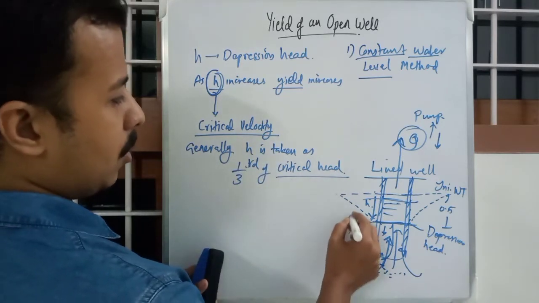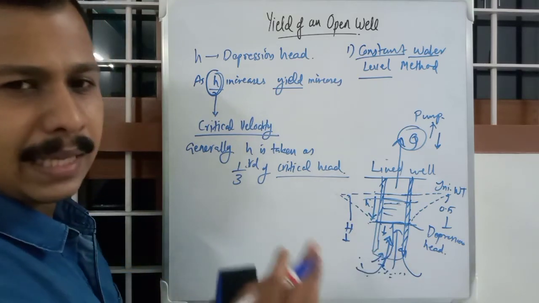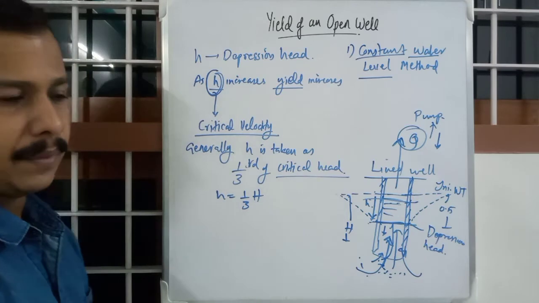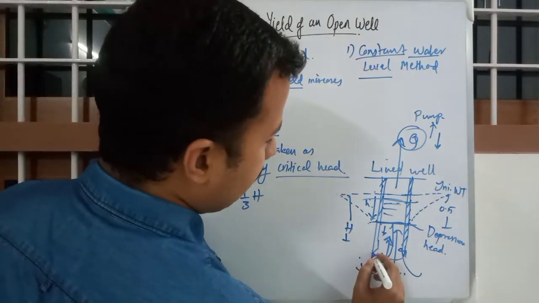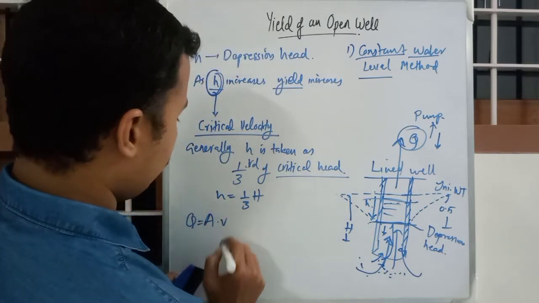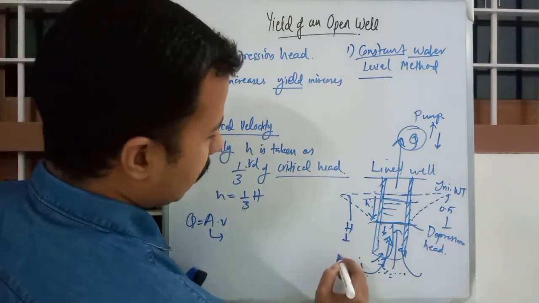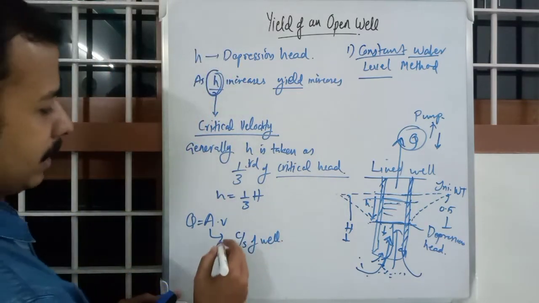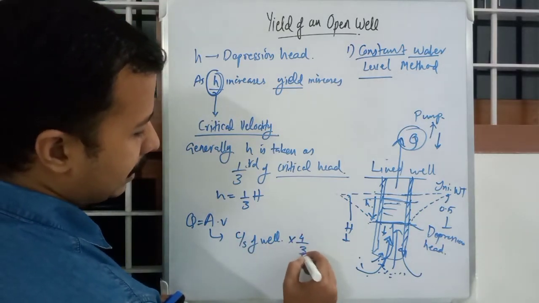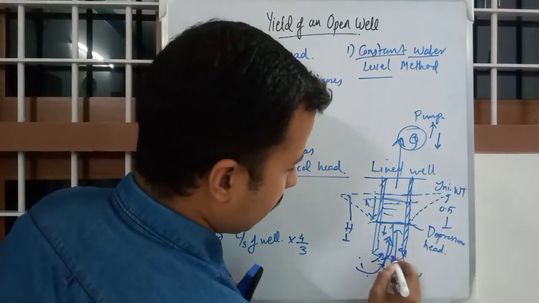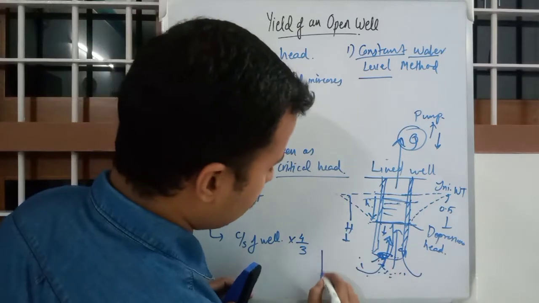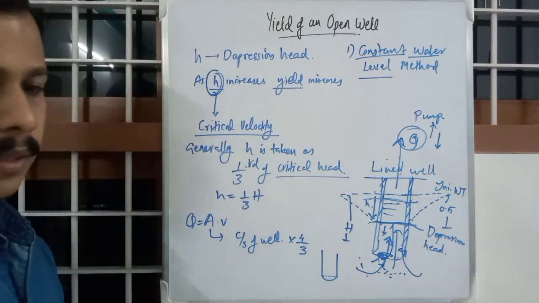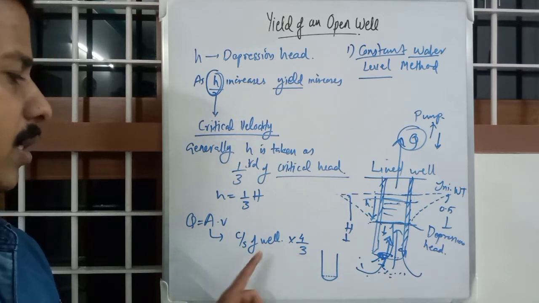Suppose critical head is capital H. For capital H, the velocity of water will be critical velocity. So small h will be equal to 1/3 of capital H. Okay. And also one more thing. While taking area for Q is equal to area into velocity, we will not be taking just the cross sectional area of the well. Instead we will take the cross sectional area of well into 4/3, because there will be a cavity formation. A portion of soil will be pumped up. So if this is the well, instead of this line you will be having a cavity like here. So you have to multiply 1.33 or 4/3 with the cross sectional area of well.